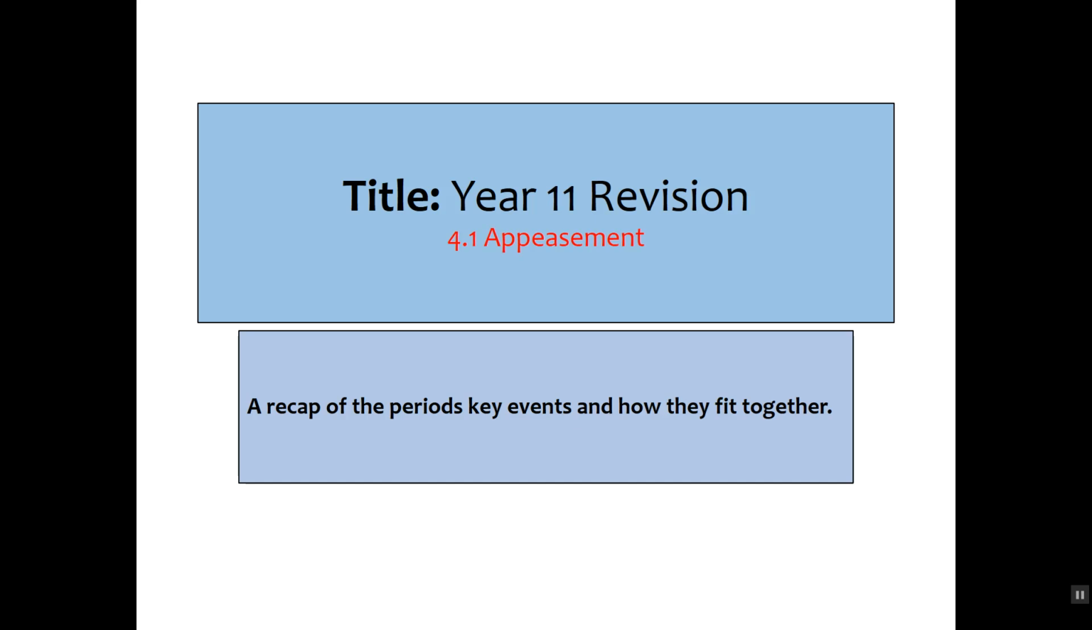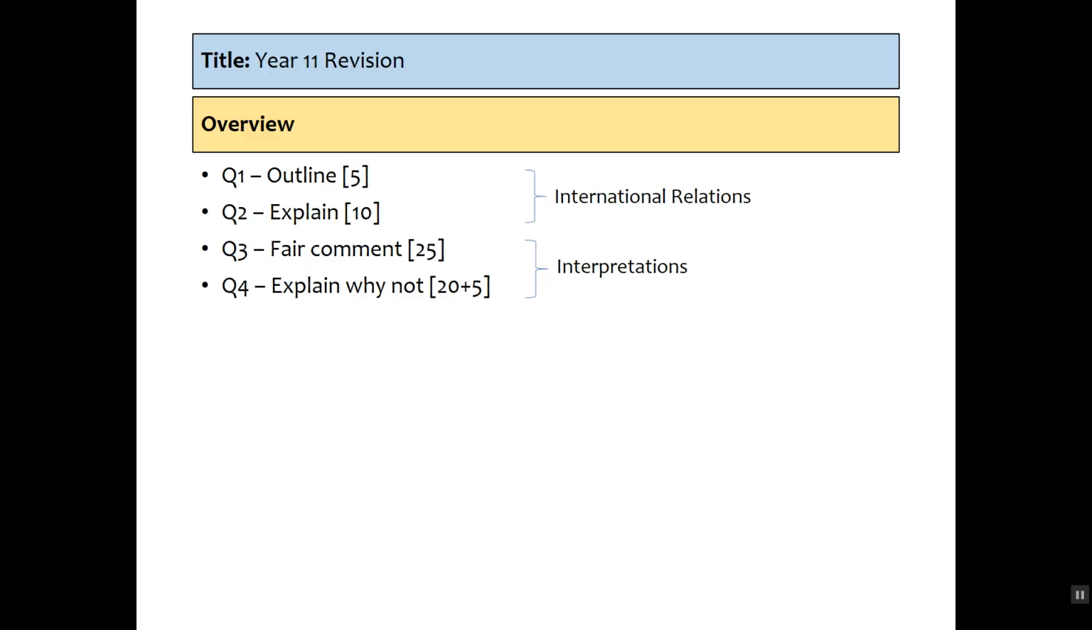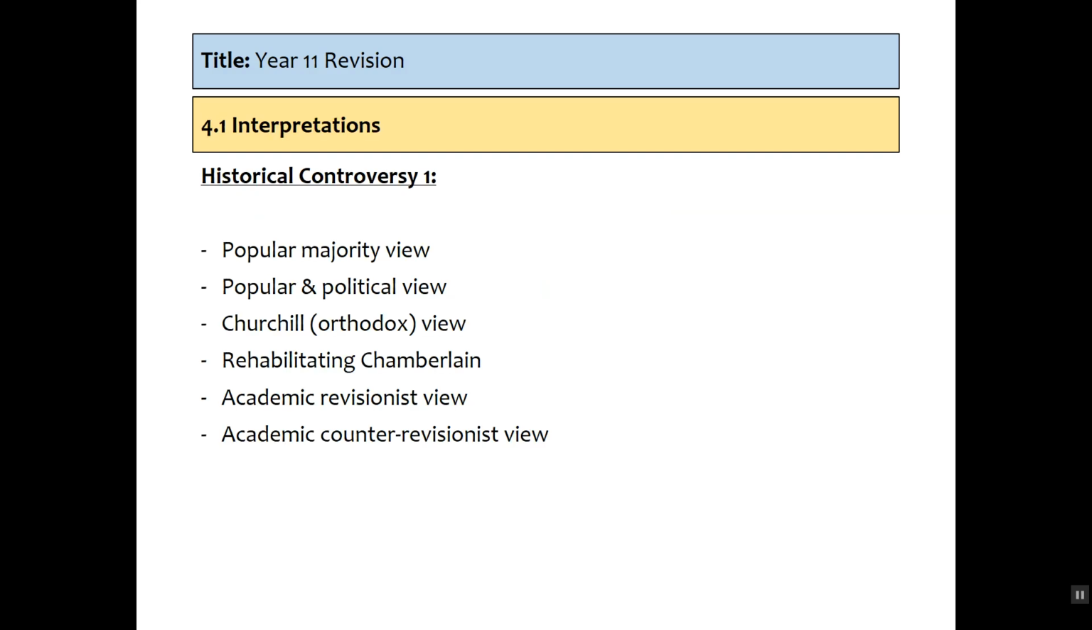For Year 11 revision, we're going to look at 4.1 and appeasement. We're going to try and recap it and give you some new information and deal with how to deal with the questions. Question 1, as we've already said, question 3 and question 4 is what we're concerned about today. We've got the fair comment question, which is worth 25 marks, and question 4, which is explain why not. Both of these may come up. You'll have a choice between the two, and we're going to deal with these a little bit later.